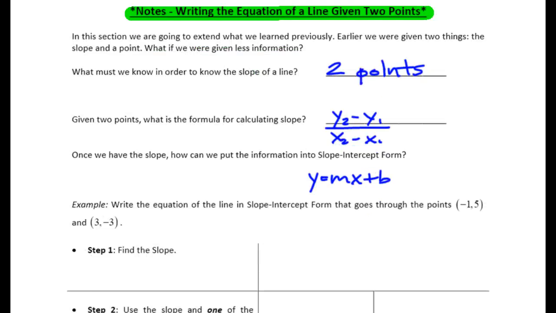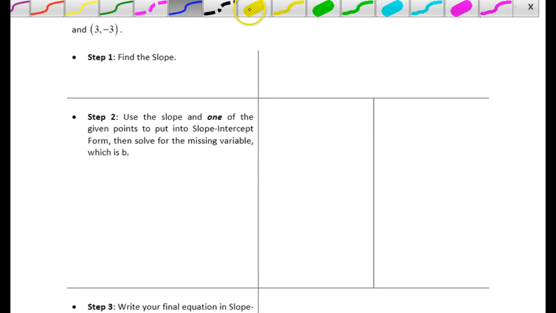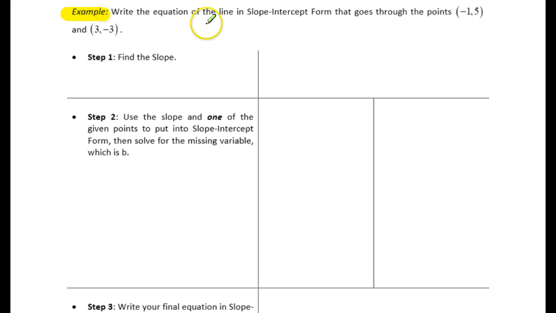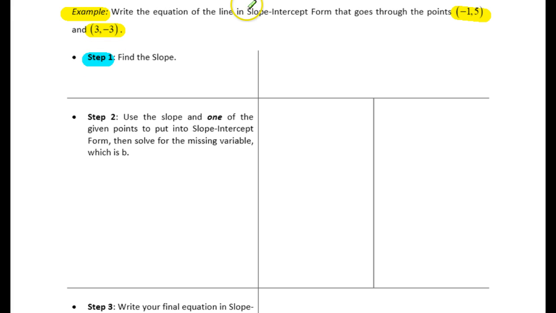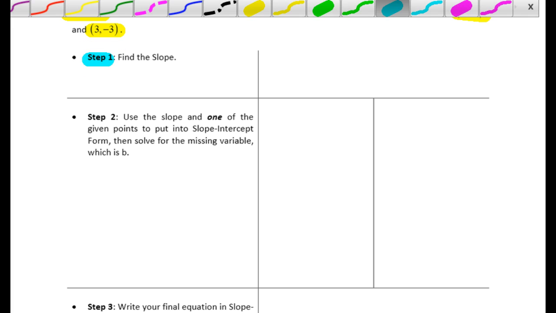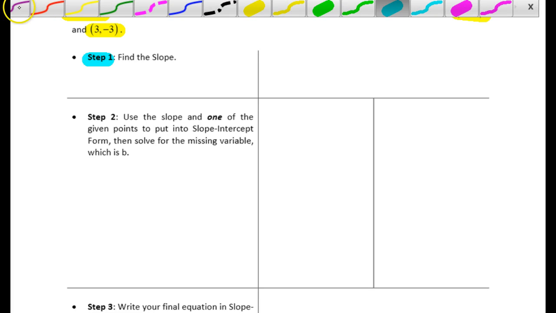Alright, so let's do an example here. This example says, write the equation of the line in slope-intercept form that goes through the points (-1, 5) and (3, -3). Alright, so here's what we're going to do. Step 1. First thing we have to do is find the slope, because no matter what, whenever we write the equation, we always have to have the slope. It's the most important part of the line.